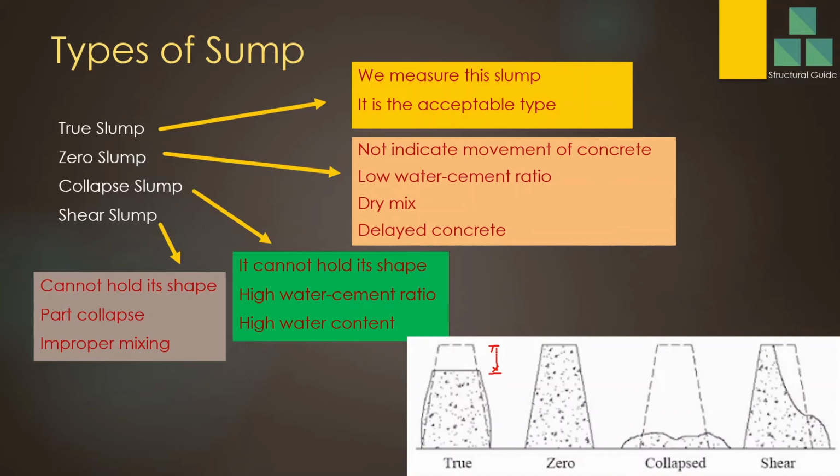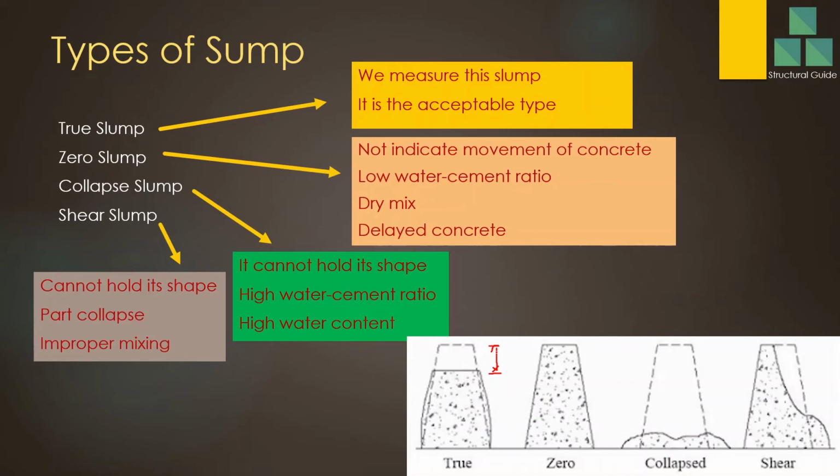Now, if the specified slump is 150, then we check whether the slump is within 125 and 175. If the specified slump is 150, the measured slump should be in between 125 and 175. This tolerance will be specified in the mix design. This is given by the mix design because the mix design is the criteria that specifies this.